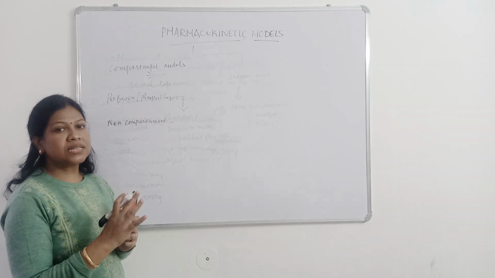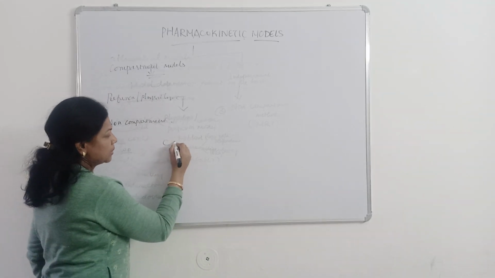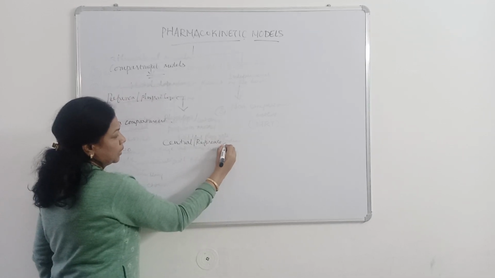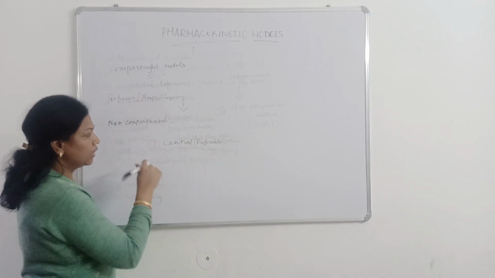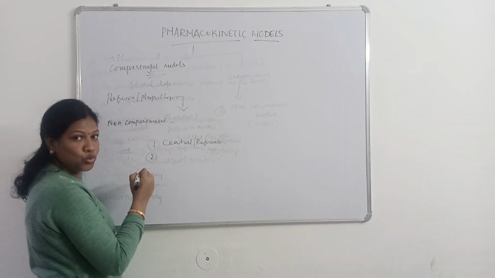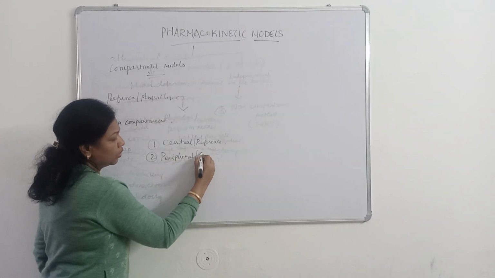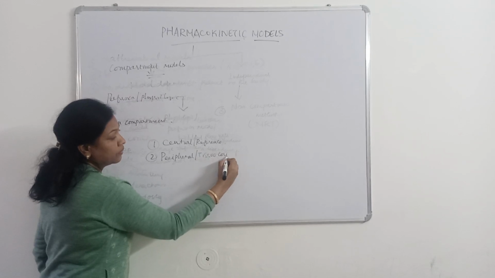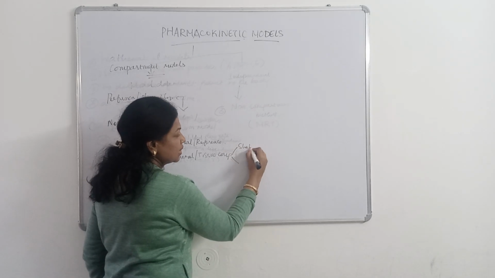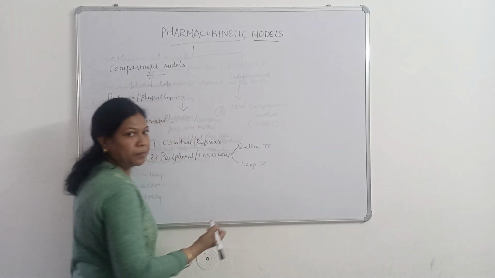Generally plasma will always be in the reference compartment, and the first compartment is the central compartment or reference compartment. If it is a 1 compartment model, it will have only 1 compartment, which is the central compartment or reference compartment. If it is a 2 compartment model, there will be a second compartment, which is known as the peripheral or tissue compartment. And if there are 3 compartments, this peripheral or tissue compartment will be further classified as shallow tissue compartment and deep tissue compartment.